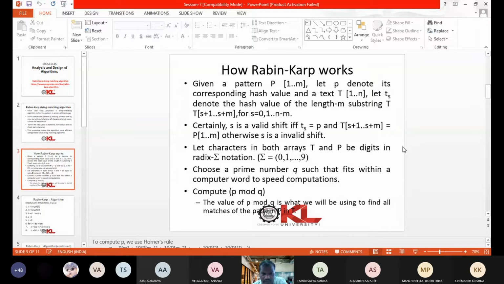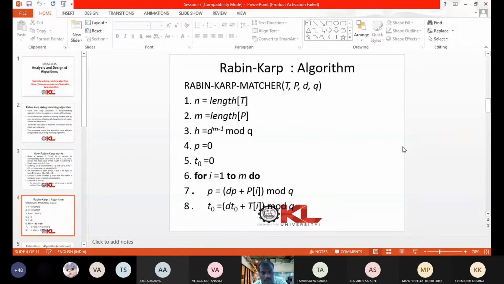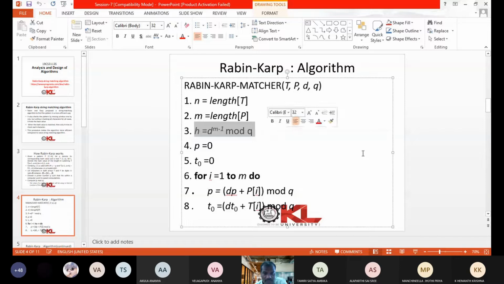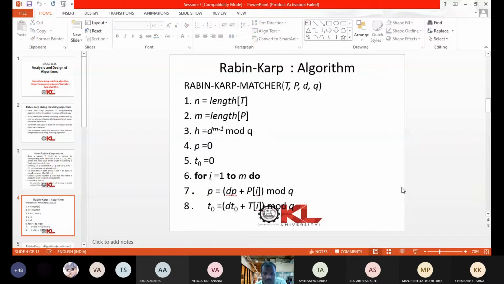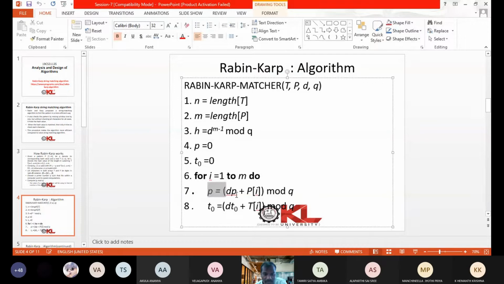First we go through some examples before understanding this algorithm. Here also the length of the string and the length of the pattern are there. Then we calculate the hash value of the pattern as well as the hash value of the text string. Then we compare p with t naught. If they match, then we start comparing the characters in the string one by one.